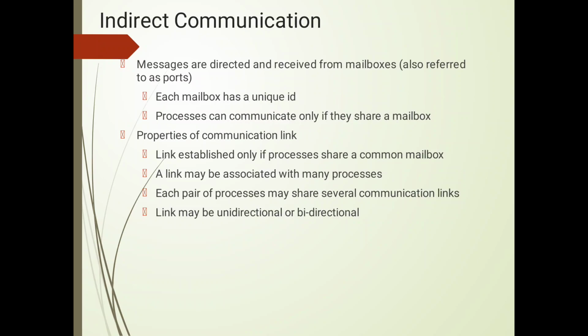Indirect communications. The messages are directed to and received from mailboxes. Each mailbox has a unique ID. The processes can communicate only if they share a mailbox. The properties of this type of communications link: the link is established only if the processes share a common mailbox. A link may be associated with many processes. Each pair of processes may share several communications links. A link may be unidirectional or bidirectional.